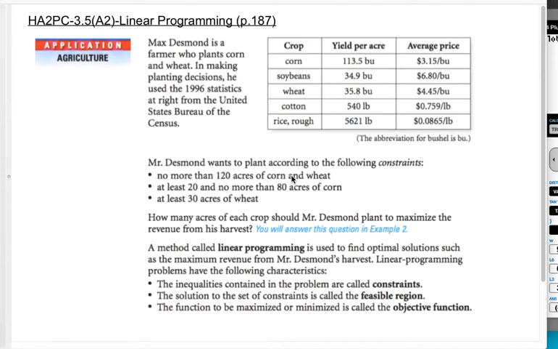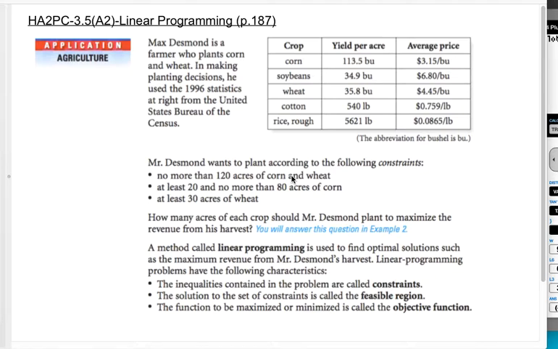So the first constraint: no more than 120 acres of corn and wheat. Now that probably means that he only has 120 acres to plant. And that's a pretty big property, and he's planting that much corn and wheat total. At least 20 and no more than 80 acres of corn, and at least 30 acres of wheat. Cool. So the question we're going to answer in example 2 is how many acres of each crop should Mr. Desmond plant to maximize the revenue, meaning the money he brings in from his harvest.